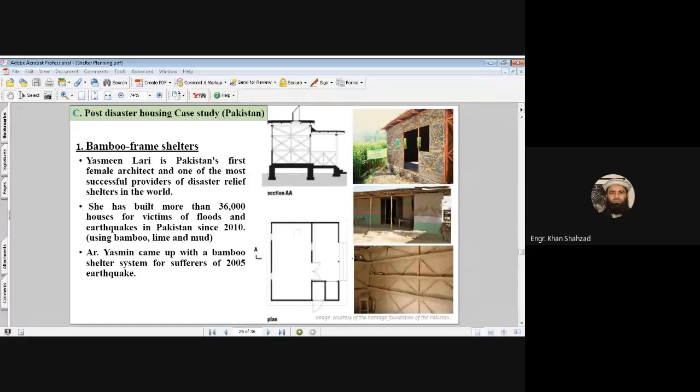Do we have an architect in the class? Yes, sir. Muhammad Farooq Durrani, you are an architect. Naeemullah is an architect. Yes, sir. So who is this Yasmin Lari? Do you people know her? Yes, sir. She is a very famous architect, not only in Pakistan, but also she has recently won a Japanese architecture award. I don't remember the name of it.